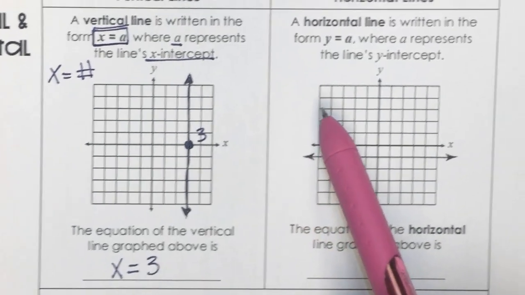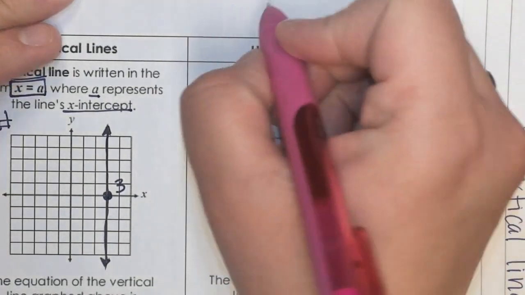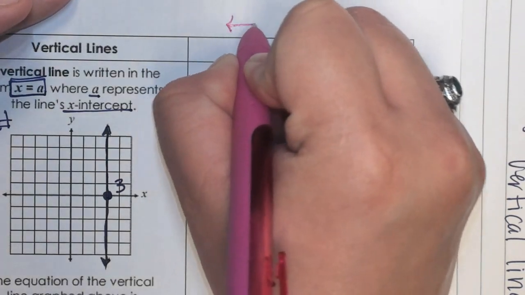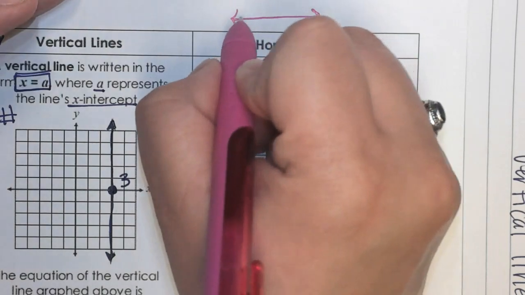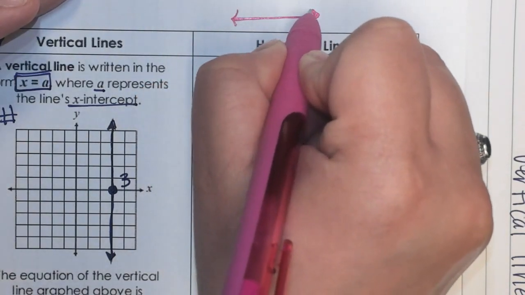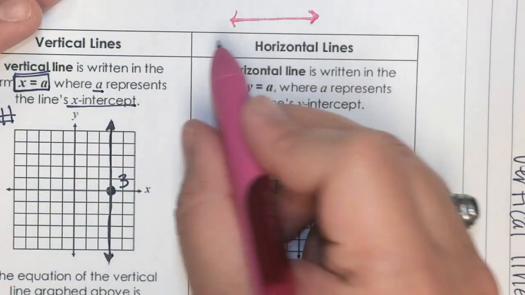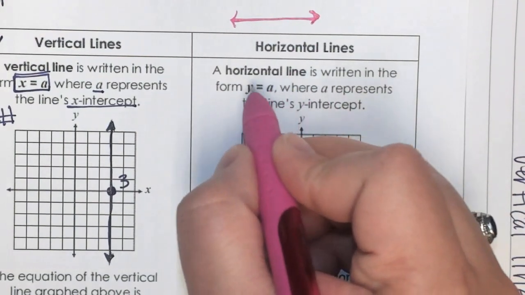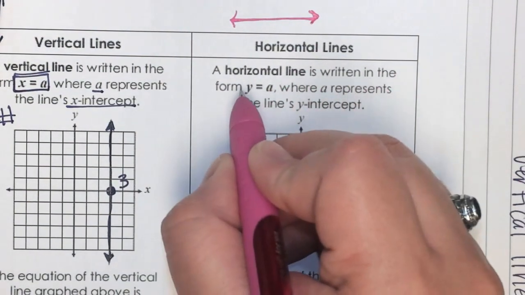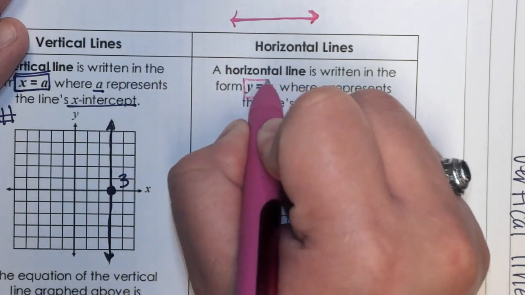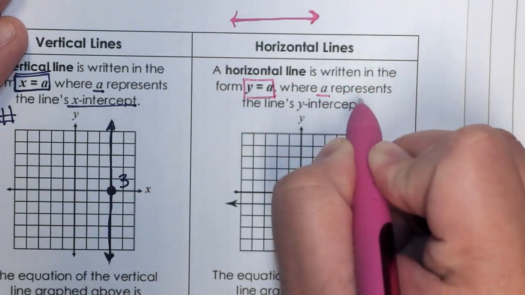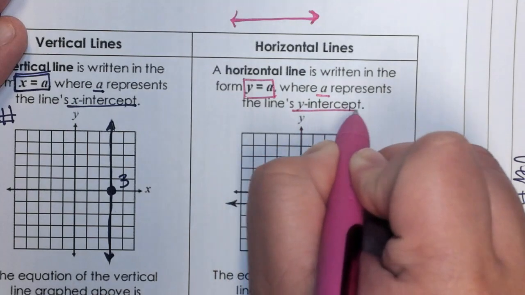Alright. Horizontal lines. Horizontal lines go side to side. It's a little cricket, but you get it. A horizontal line goes side to side. A horizontal line is written in the form of y equals a, where a represents the line's y-intercept.